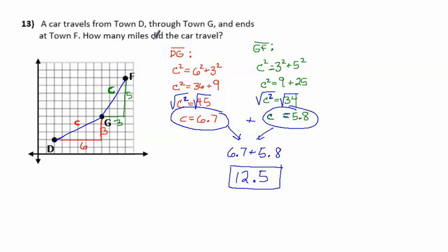Alright, so every time you need to find the total distance or total length of a particular path where the path is made up of different segments, you're going to have to use the Pythagorean Theorem. However many segments they have, that's how many times you're going to have to use the Pythagorean Theorem.